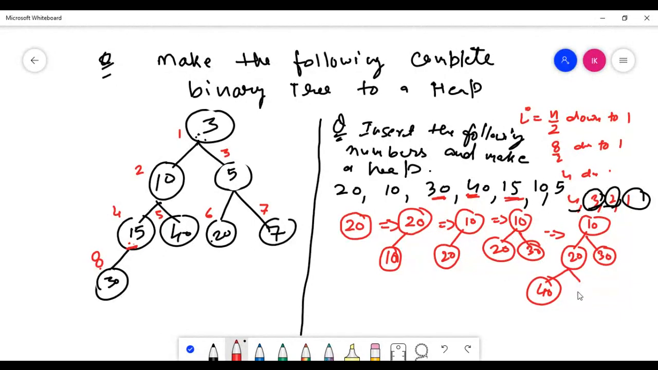Then 15 on the right. Now when you take 15 here, it is a problem, because 20 is bigger. So 15 goes here and 20 goes there. Okay. Next, 10, it must go on the left. Again a problem, because this is 30. So 10 will come here and 30 will come here. Next, 5. 5 here. Again a problem, 5 should come here and 10 come down.